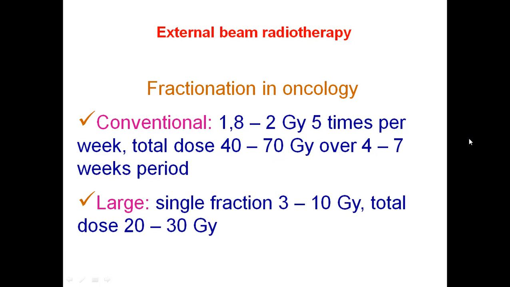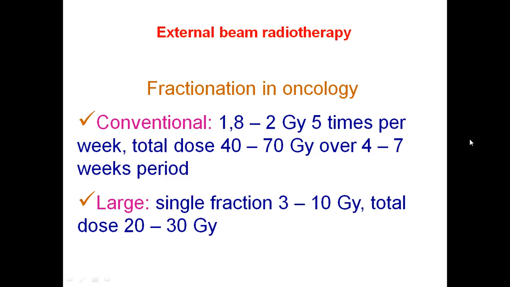Some words about total dose and fractionation. The amount of radiation used in radiation therapy is measured in grays and varies depending on the type and stage of cancer being treated. For curative cases, the typical dose for solid epithelial tumor ranges from 60 to 80 grays, while lymphoma tumors are treated successfully with lower doses, about 20 or up to 40 grays.